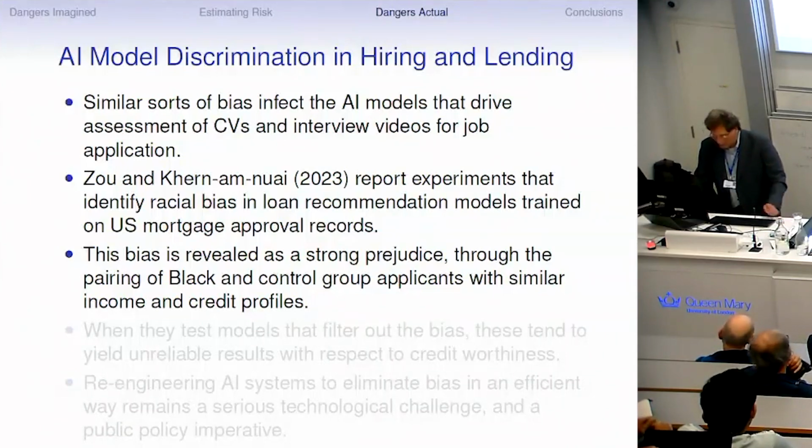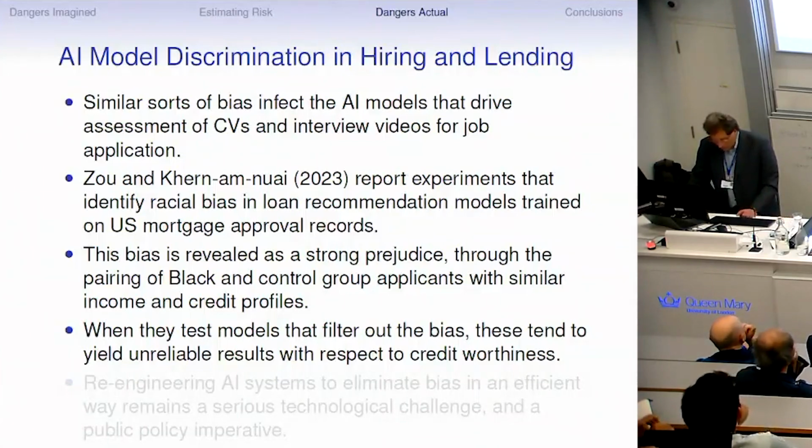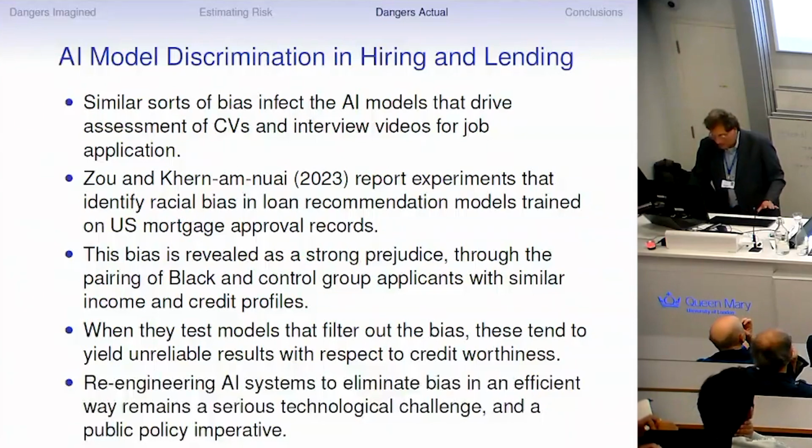They then constructed models where they filter out the bias, which worked fine. The problem is that it yielded a lot of false positives. So many people were recommended for loans who weren't creditworthy. So it's not a straightforward problem. Re-engineering AI systems to eliminate bias in an efficient way is a very serious technological challenge, but it's also a public policy imperative if we want our systems to be fair.